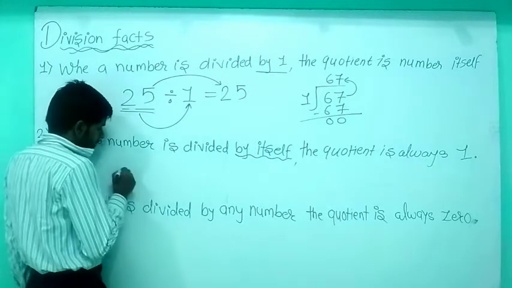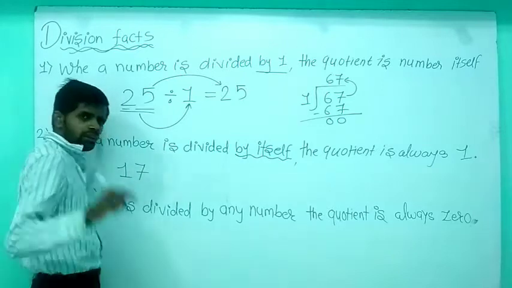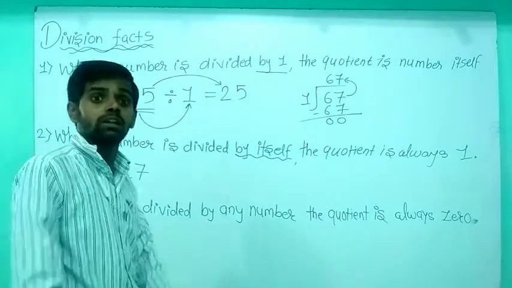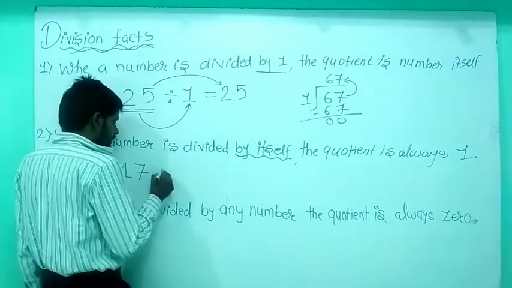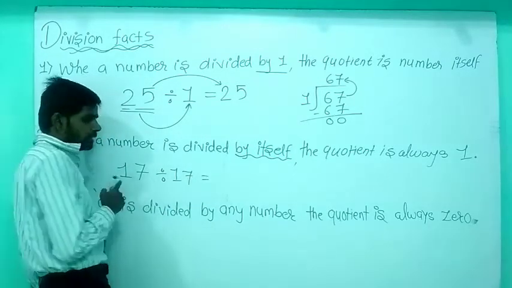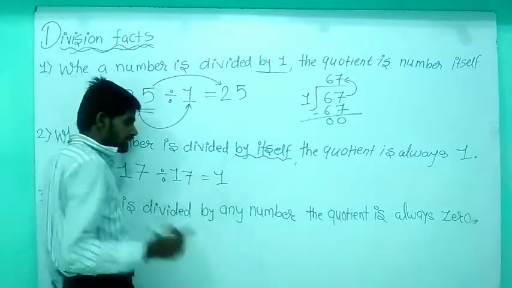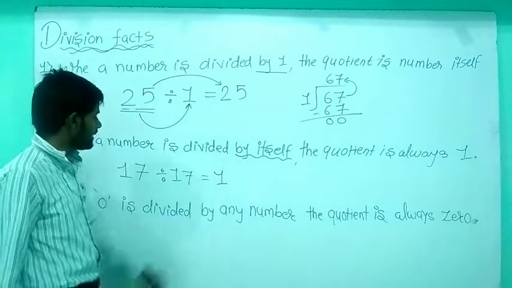If you divide, I am taking 17. Now if 17 is divided by 17, नंबर को खुद से ही मैंने divide कर दिया. So 17 के table में 17 आएगा 1 times में. That means 17 divided by 17 is always 1.